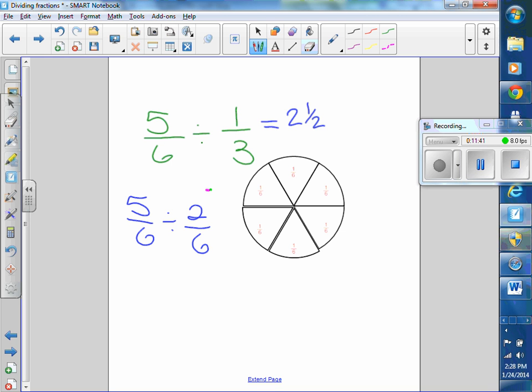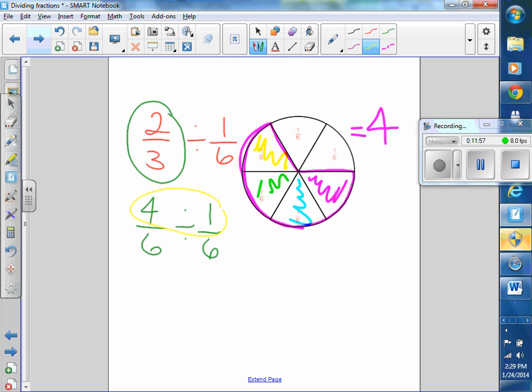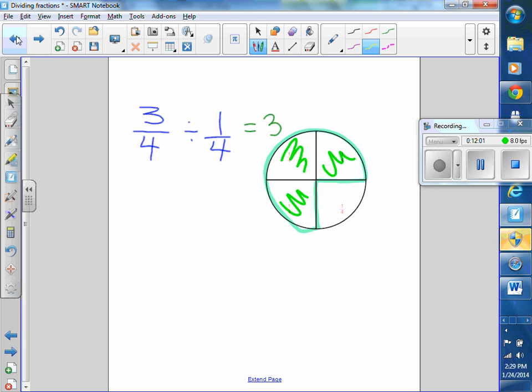Right. Do you see where the 2.5 comes from yet? 2 goes into 5. What's 5 divided by 2? 2.5. Let's go back. What's 8 divided by 1? 8. What's 4 divided by 1? 4. What's 3 divided by 1? 3.